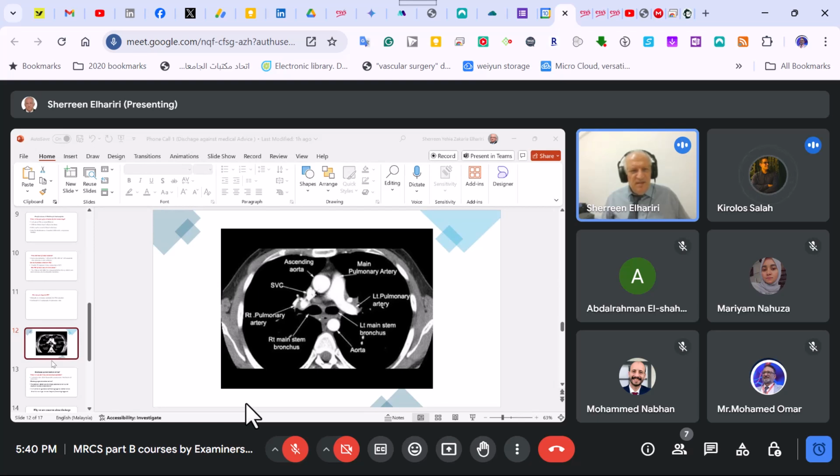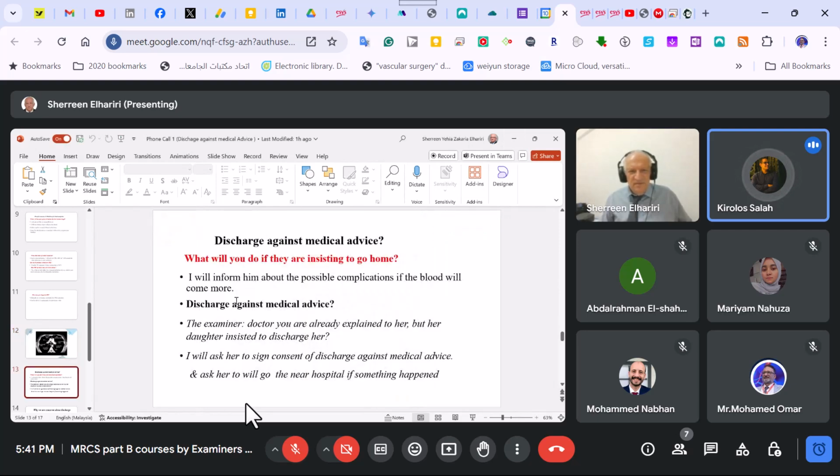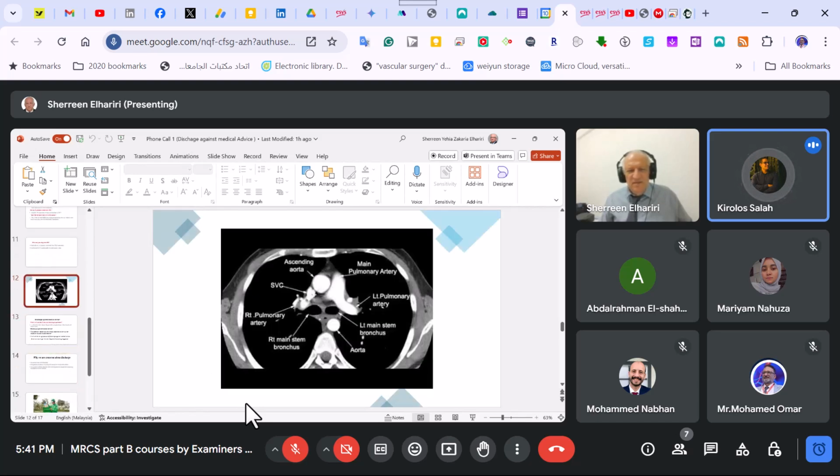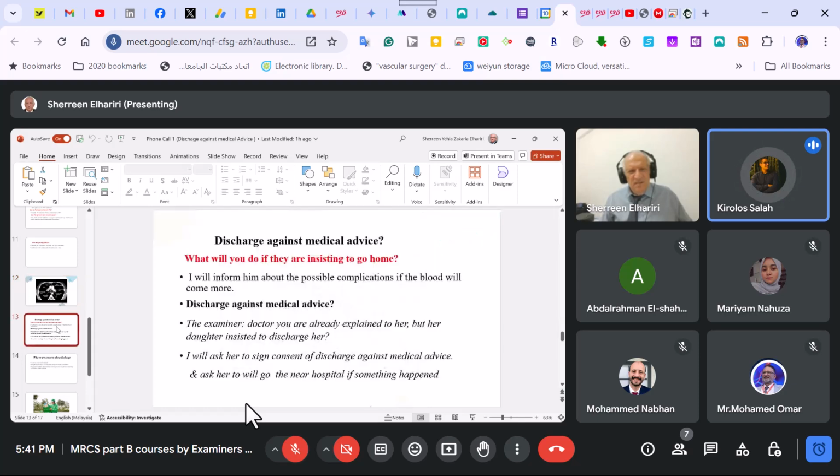So if you speak to her daughter and she still refuses, what will you do? I will tell her about the complications of leaving the hospital, and that this endangers her mother's life. If she insists, what will you do? She will sign the DAMA. What is DAMA? Discharge against medical advice, and I will tell her about warning signs, and that she should come back.